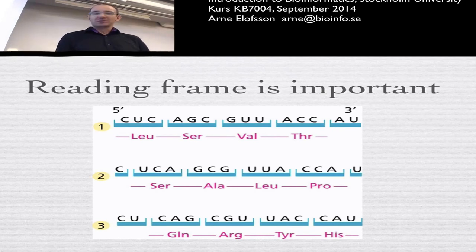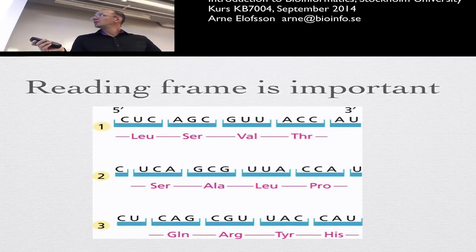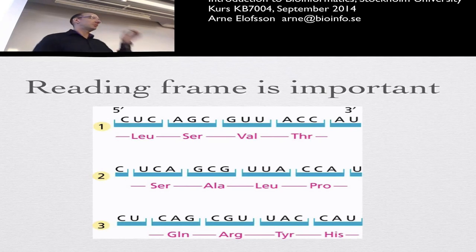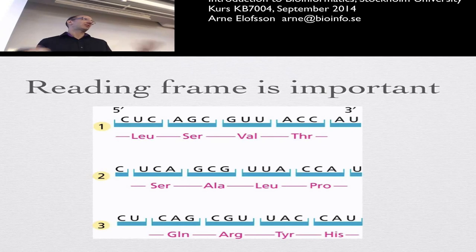An important thing here, which makes things a bit complicated: when we do sequencing, so we'll talk about sequencing later, what we get are the letters of the DNA. But we need to know where to start reading. Because if you shift one step, you get different proteins. This is called a reading frame. And because there are three stop codons, if you have a random sequence, roughly every 20th triplet will be a stop codon on average.